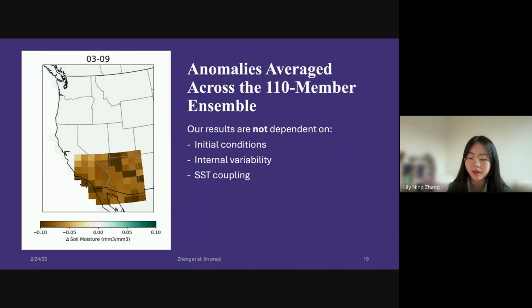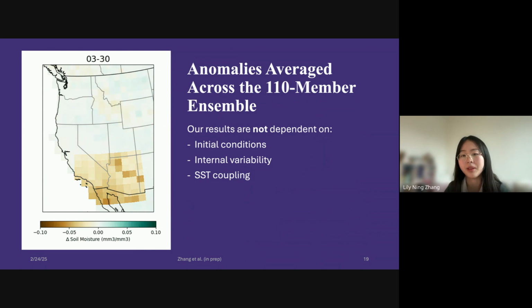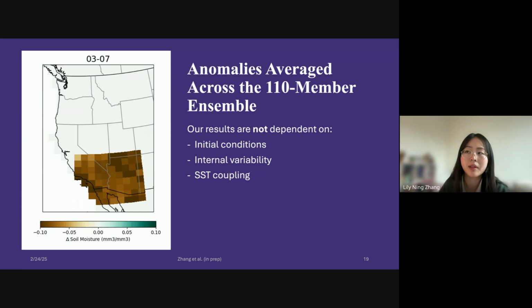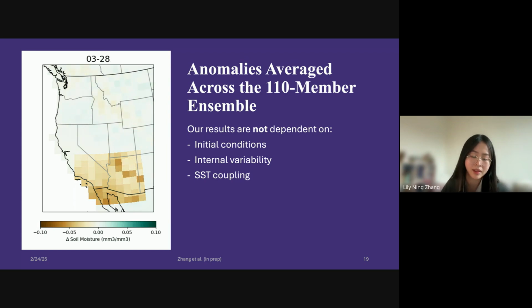All the results that I'm going to be showing from here on out are representing anomalies averaged across our entire 110 member ensemble. I want to emphasize that because we created this ensemble, our results are not dependent on initial conditions in the land or the atmosphere, besides the soil moisture depletion, and also not dependent on internal variability. And recall that the SSTs are prescribed to climatology, so these results also don't depend on SST coupling or any sort of variability in that system.